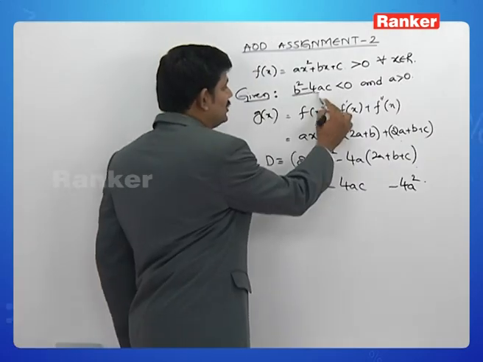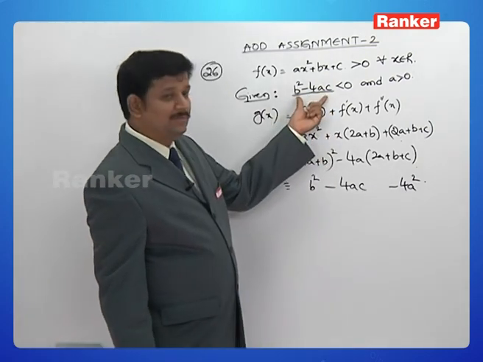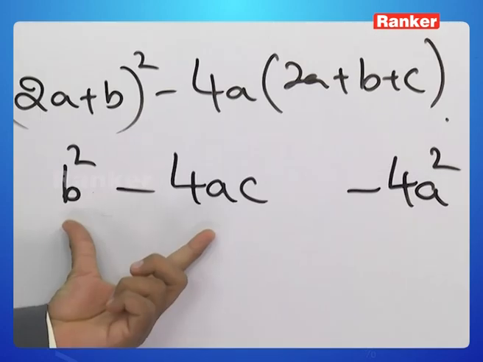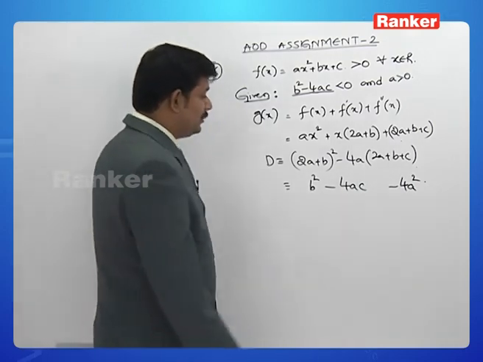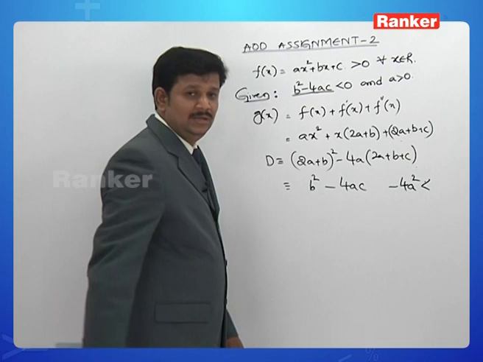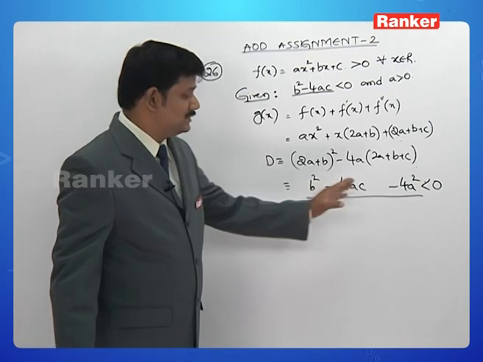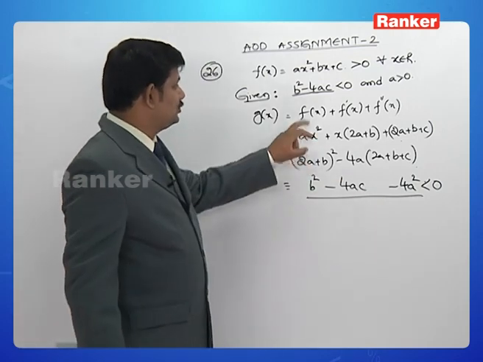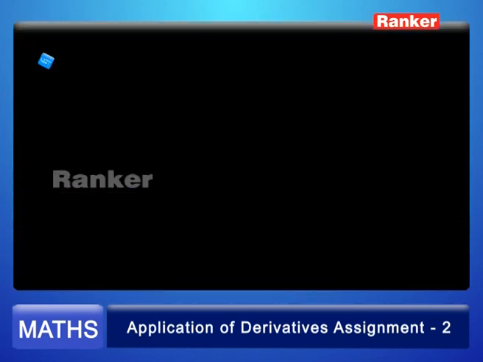We already know that b square minus 4ac is negative. So b square minus 4ac minus 4a square will definitely be negative. From a negative number we are removing another positive number. So this will definitely be negative. Discriminant is negative and coefficient of x square a is positive. So g of x will be strictly greater than 0 for all x belonging to R. Answer is option B. Next question.